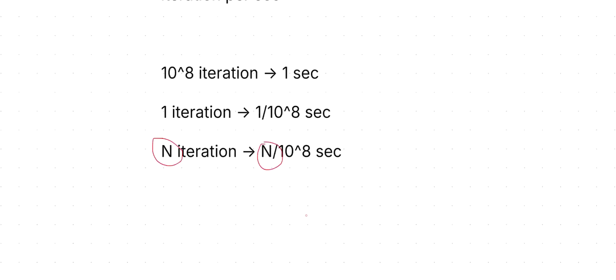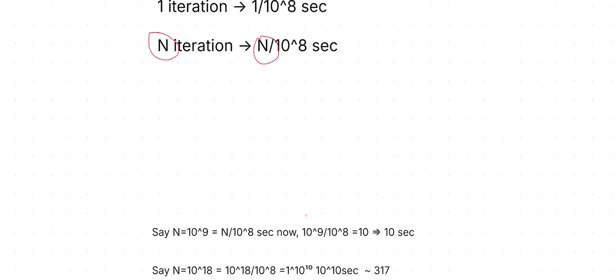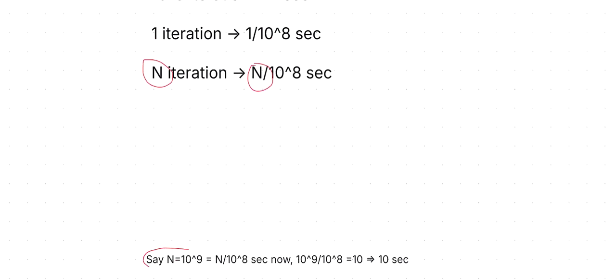Now I will take an input. We will say n equals 10 to the power 9, okay? So with this formula, we have n upon 10 to the power 8 seconds, correct? We update the value of n with 10 to the power 9, and if we divide, we get 10. So it means it will take 10 seconds, correct?